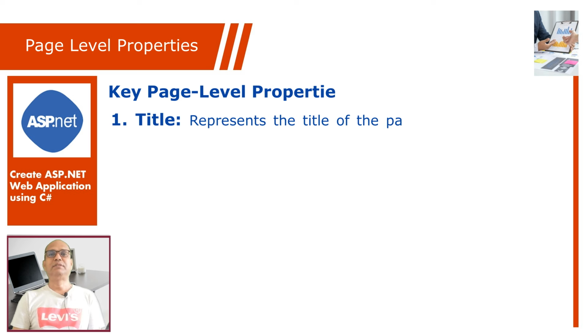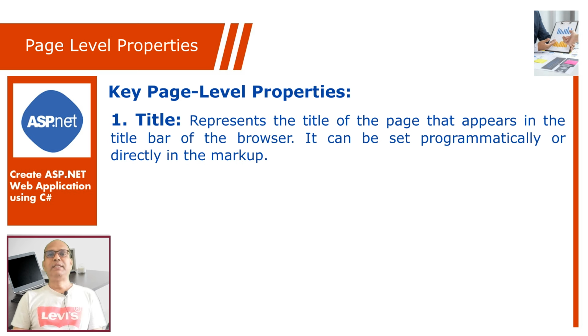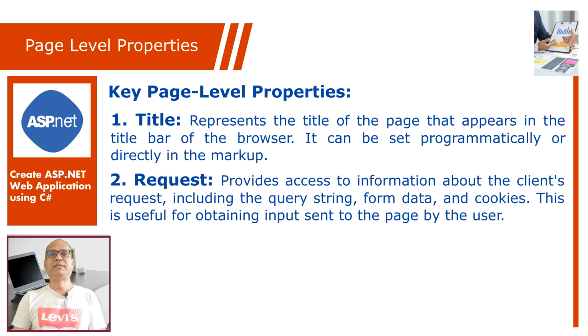Number 1. Title. The title of a page that appears in the title bar of the browser. It can be set programmatically or directly in the markup. Number 2. Request. Provides access to the information about the client's request, including the query string, form data and cookies. This is useful for obtaining inputs sent to the page by the user.